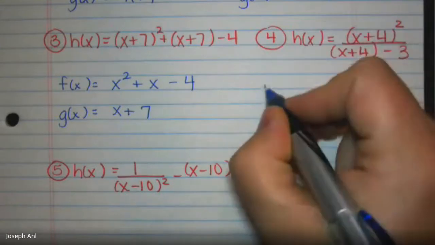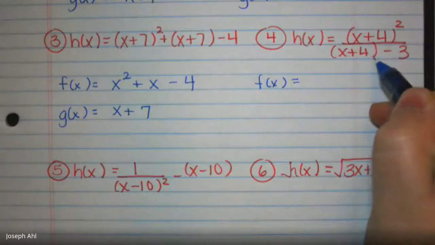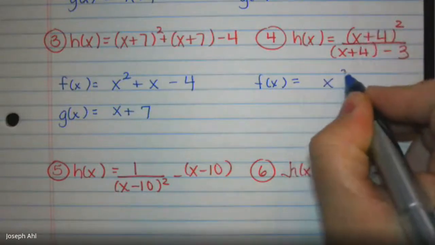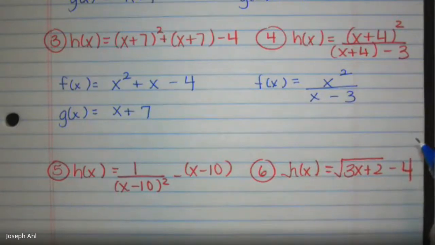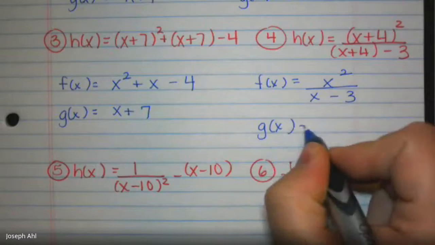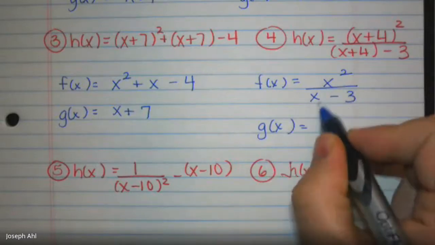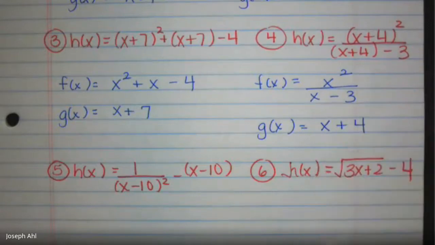Similarly for number 4, you might want to define f of x. Wherever you see that quantity in parentheses, replace that with an x. So we'll make this x squared over x minus 3. So therefore, what would g of x need to be such that when I take the g of x function and I plug it in for those two x's, we get back to the original? Hopefully you're seeing clearly here that g of x should be then x plus 4.